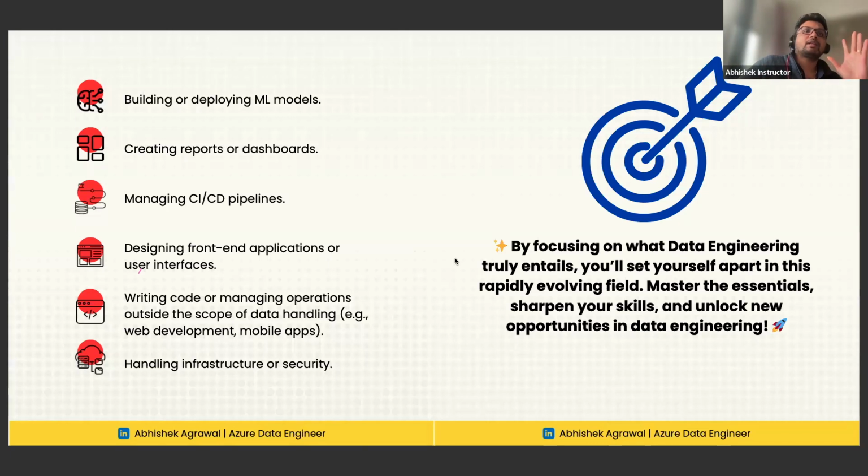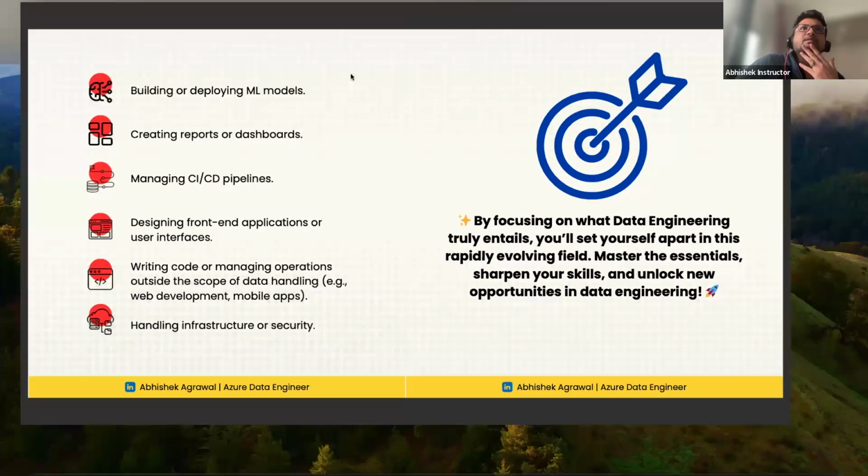But you shouldn't do it the other way around, right? You shouldn't start with the CI/CD pipeline and all of that, because that is not the job of a data engineer. So it's very, very important. You should focus on what is important, and you should not focus on what is not important, right? So that is what data engineering is.